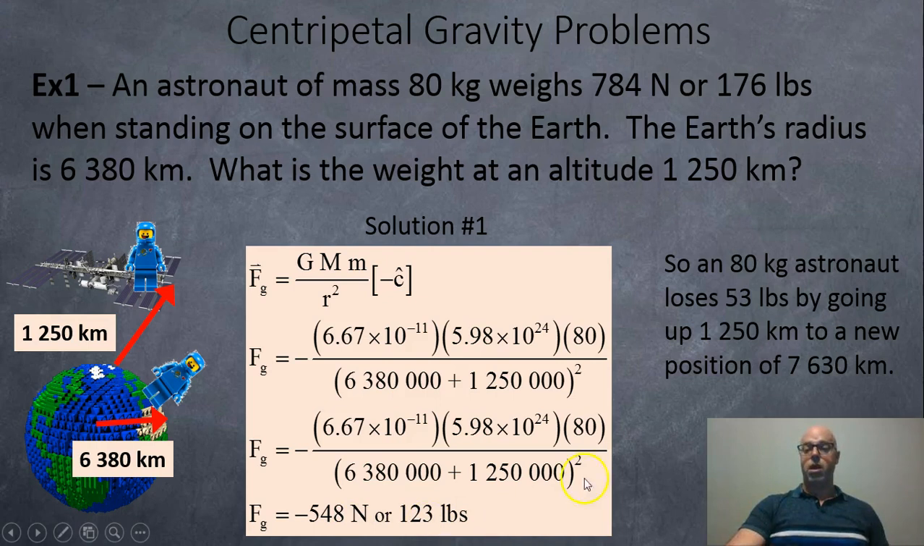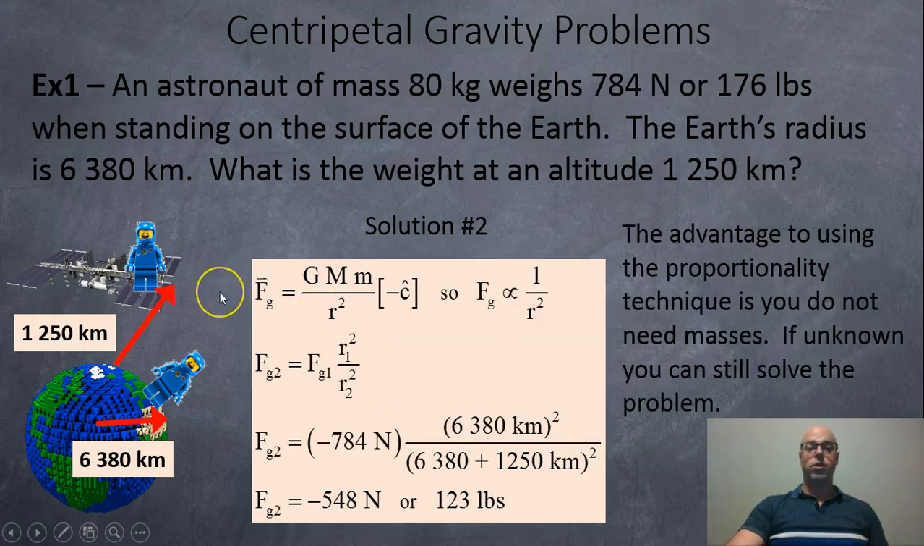Now, the astronaut, of course, being in orbit, falling around the planet, will feel like the astronaut doesn't have any weight. So the apparent weight is 0, but the actual attraction of gravity to the Earth is around 123 pounds. So an 80 kilo astronaut loses 53 pounds by going up 1,250 kilometers. Because you go from 176 pounds down to 123 pounds, that's a loss of 53 pounds.